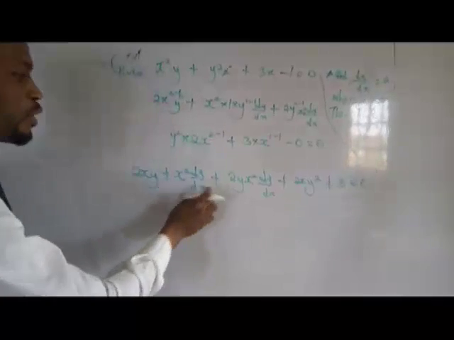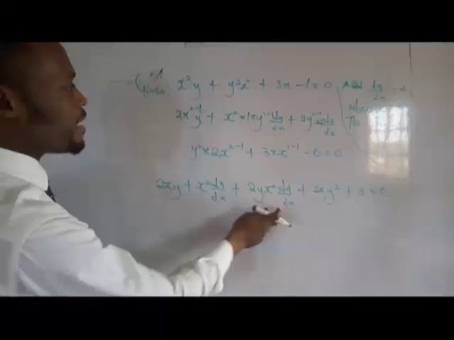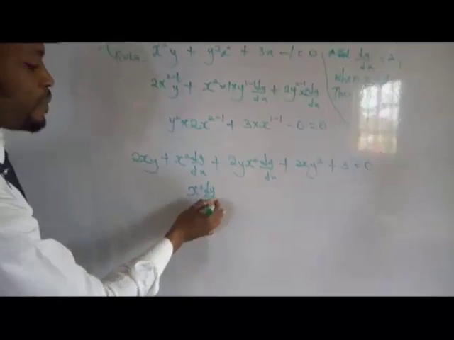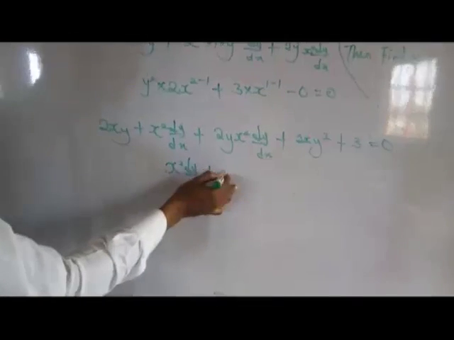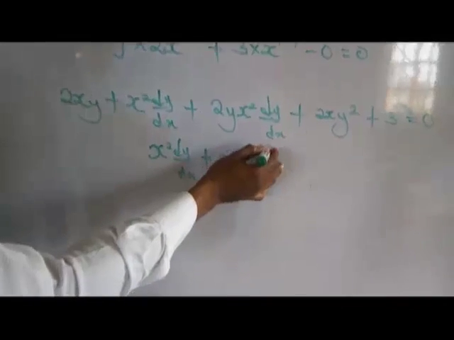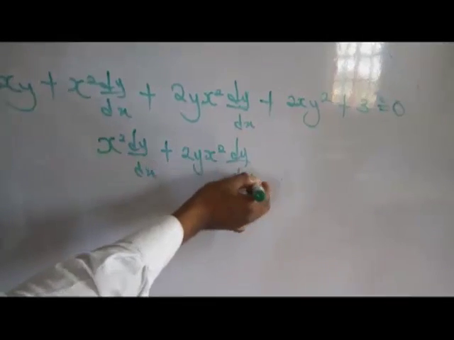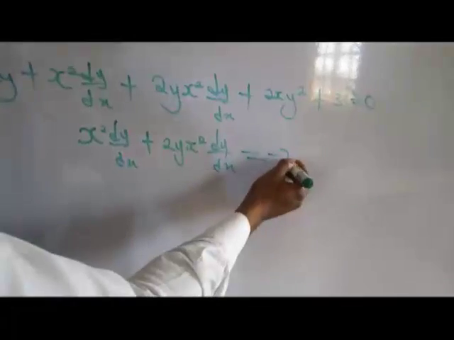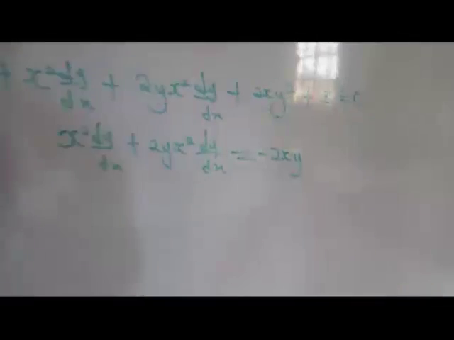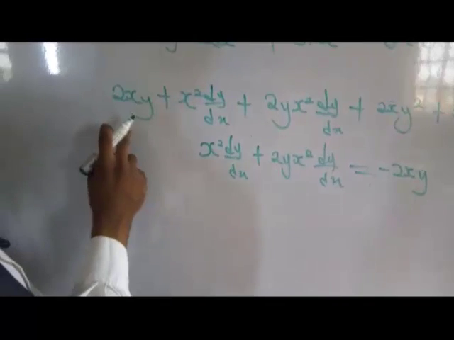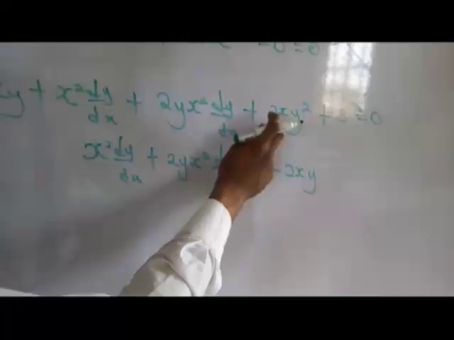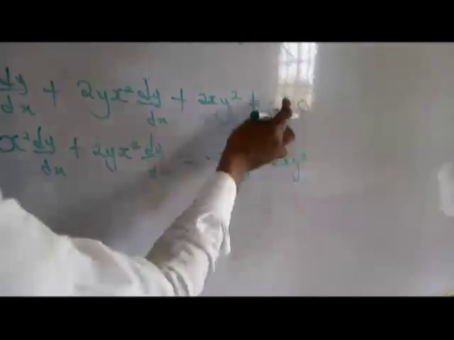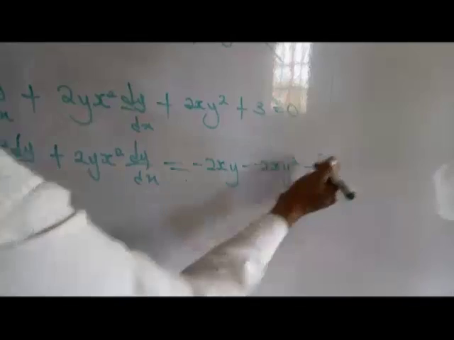Now what am I going to do? I want to collect all the y dx together. So I'm going to be having x squared dy dx plus 2yx squared dy dx. All this one will go to the other side, minus 2xy, that's first one. After that one I am having second one, that's minus 2xy squared, and the last one, minus 3.